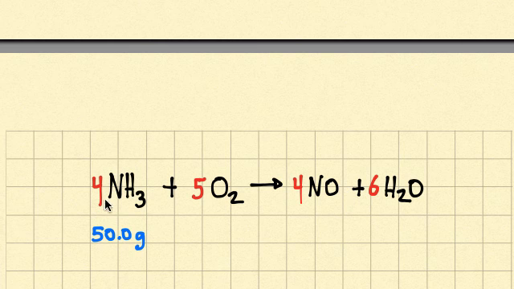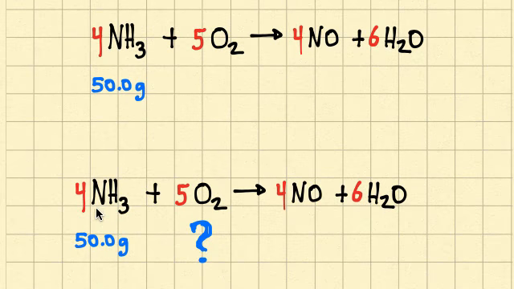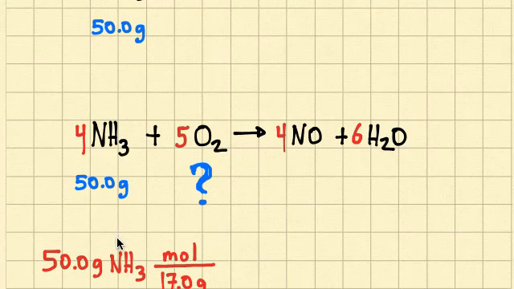But what if I had 50 grams of ammonia, NH3? And I'm curious, how much O2 should I use? How many grams of oxygen in the form of oxygen molecules will be needed for 50 grams of ammonia? Well, there's no way to know. I mean, there's a way to know, but you just can't look at it. You need a piece of scrap paper and a calculator in a few minutes.